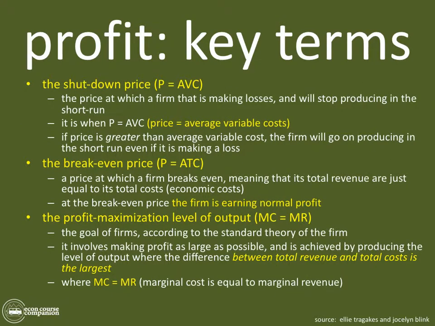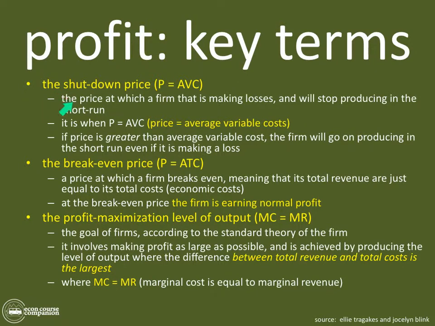Three other terms that we're going to look at in this short little video: something called the shutdown price, something called the break-even price, and lastly, the profit maximization level of output. Okay, the shutdown price. Look, there's a full video related to this lesson, and there's also a lesson on the shutdown price.